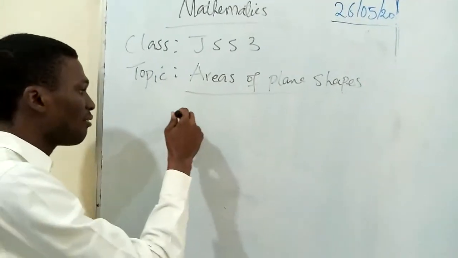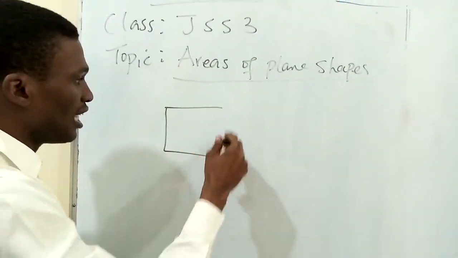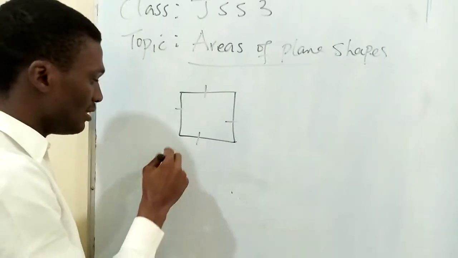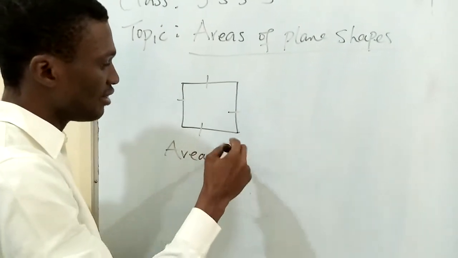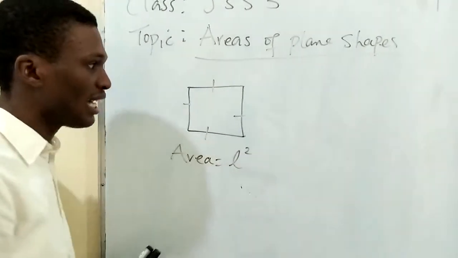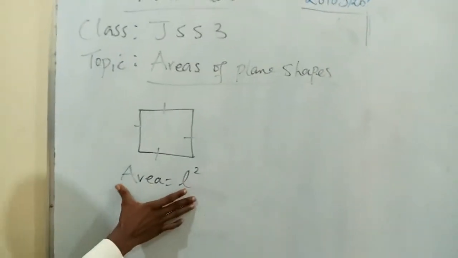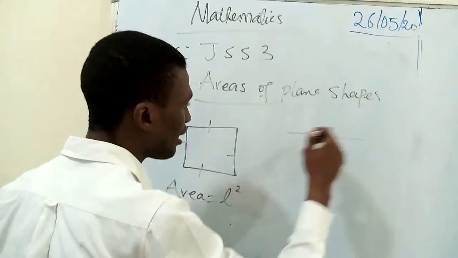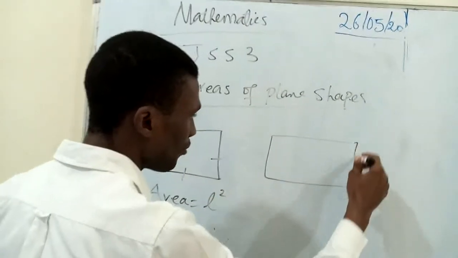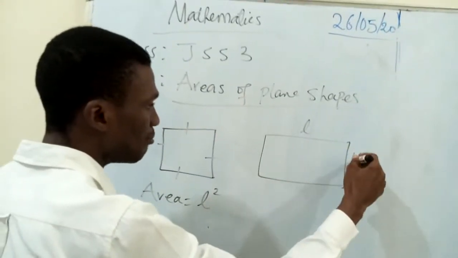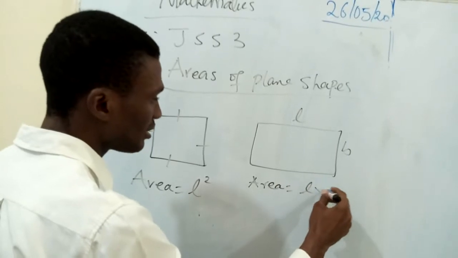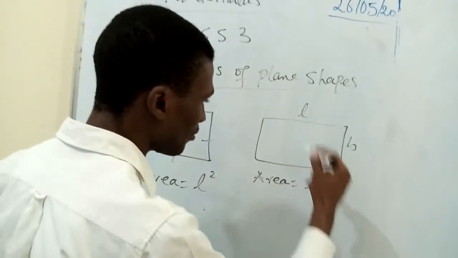For instance, we have a square, and we know that a square has 4 equal sides, and its area is given as length squared or side squared. That is the formula for calculating the area of a square. For a rectangle having length and breadth, the area is given as length times breadth.